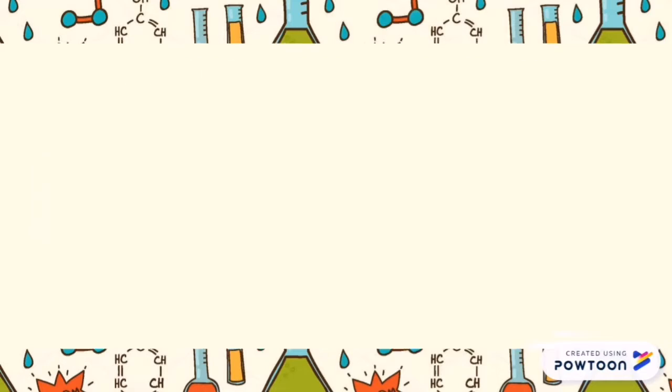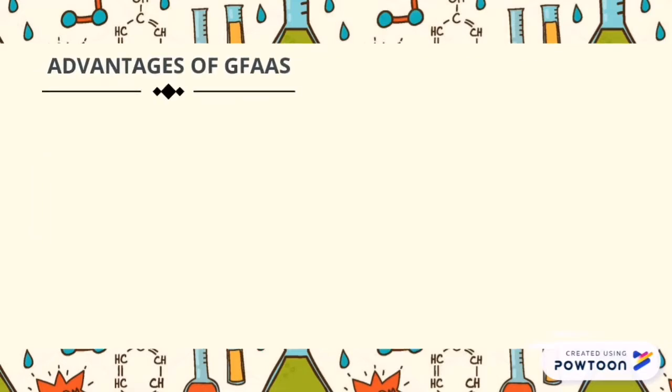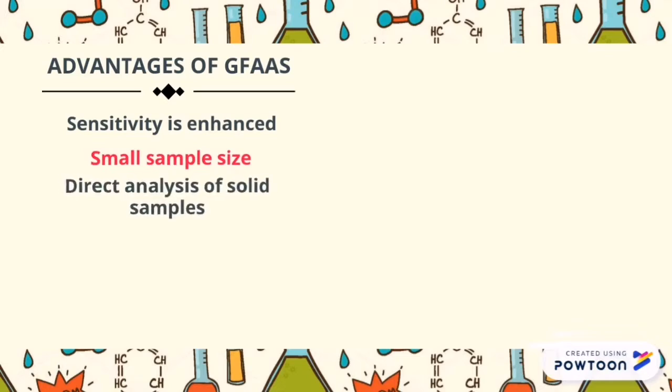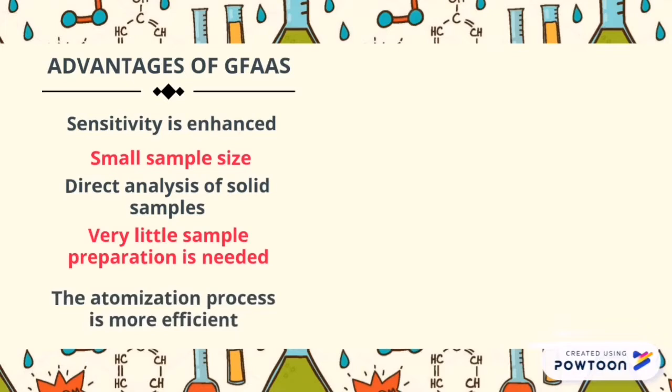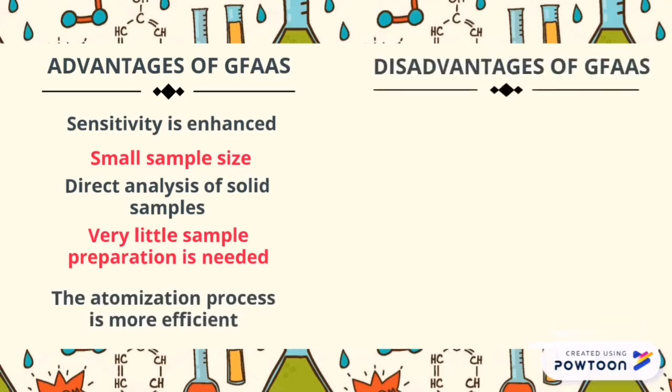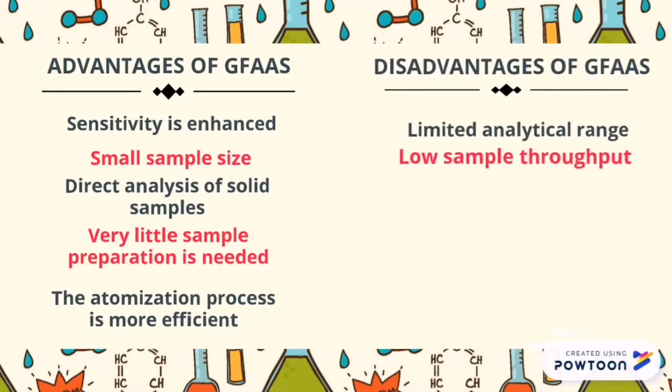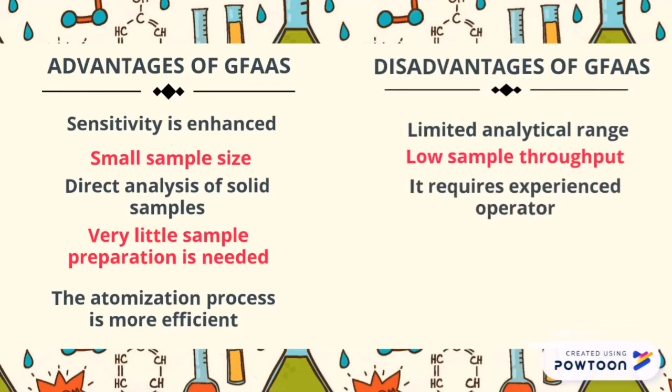Advantages of graphite furnace AAS are enhanced sensitivity, small sample size, direct analysis of solid samples, little sample preparation is needed, and more efficient. The disadvantages are limited analytical range, low sample throughput, requires experienced operator, and very expensive.